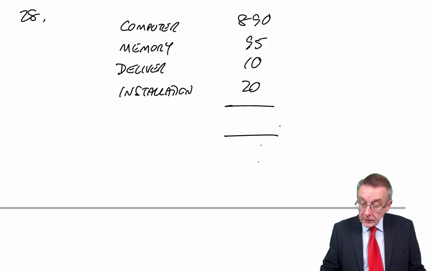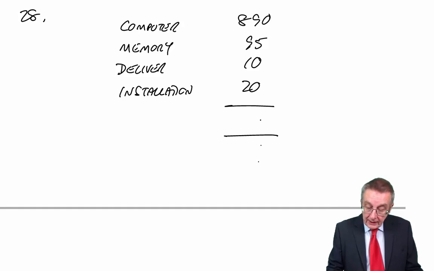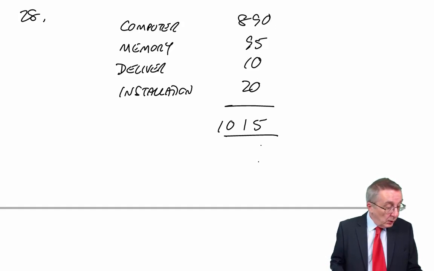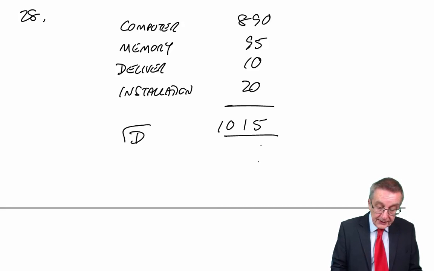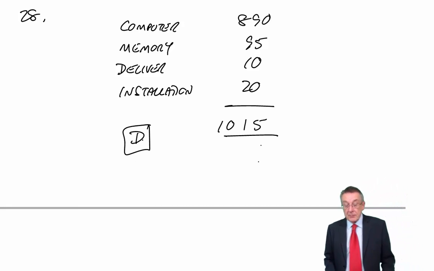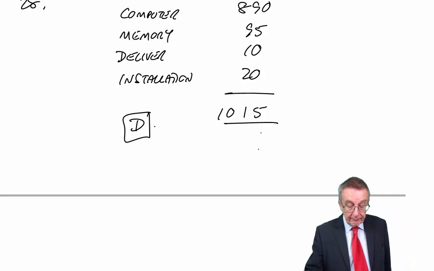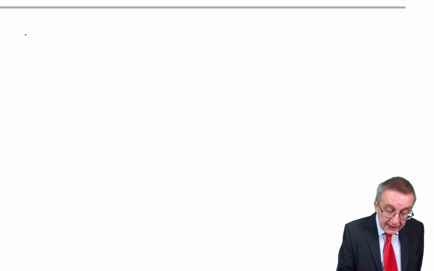And so the amount that will be capitalised, 5, 18, 19, 21, 2, 1, 0, 1, 5. The answer is D. That's how much will appear in the statement of financial position. 29.